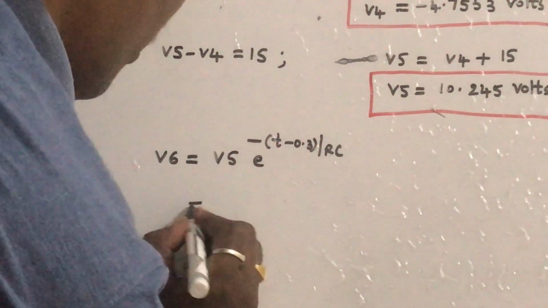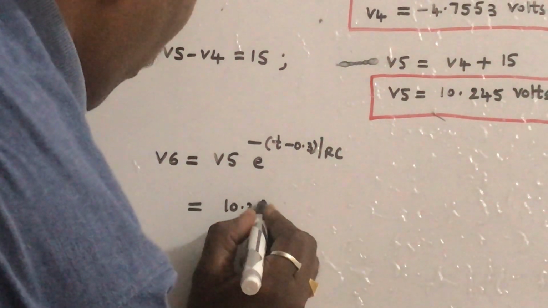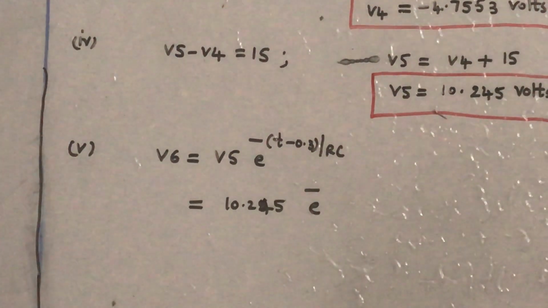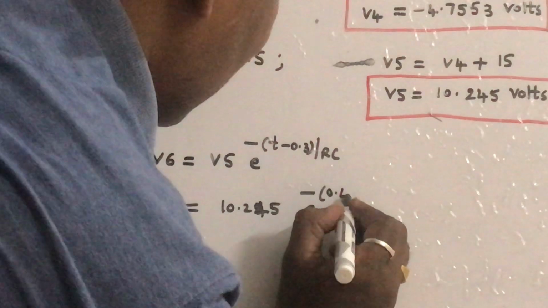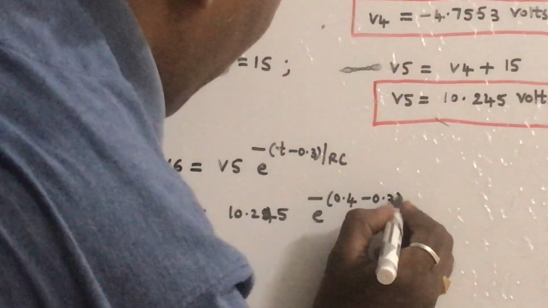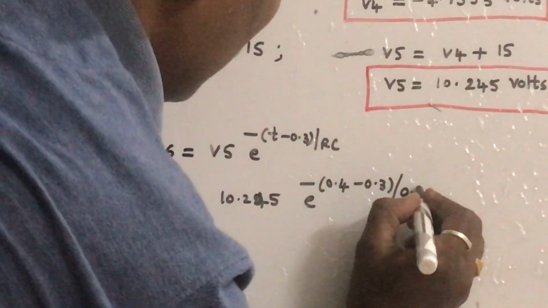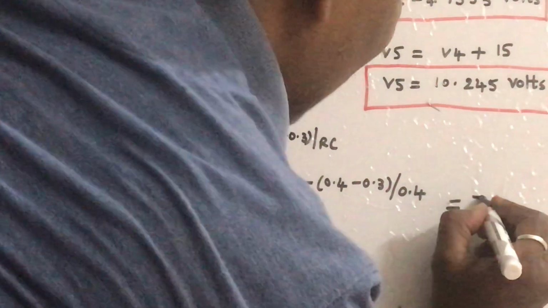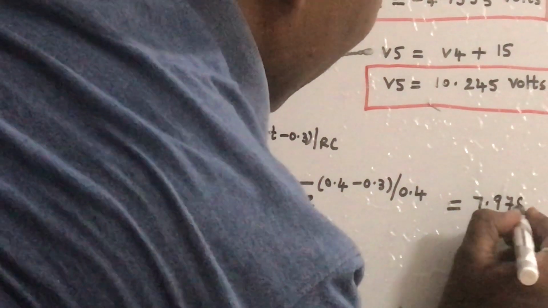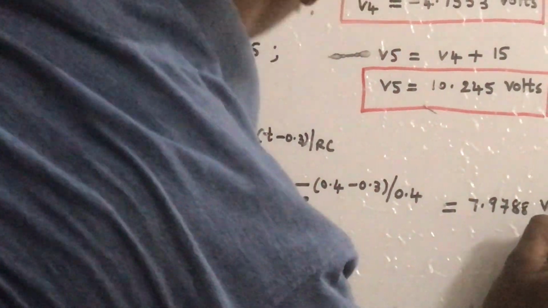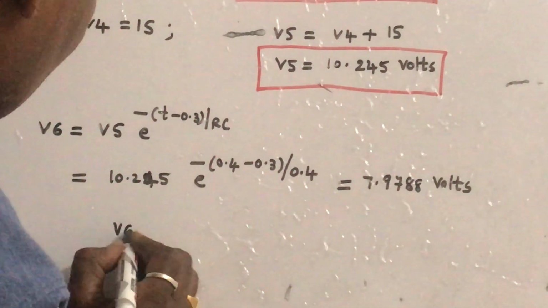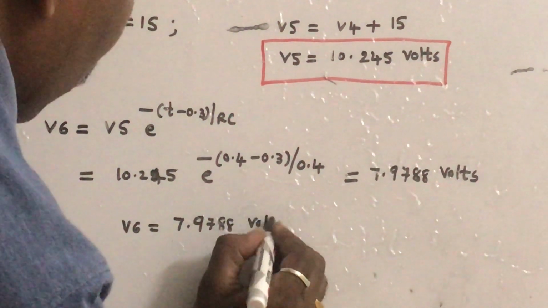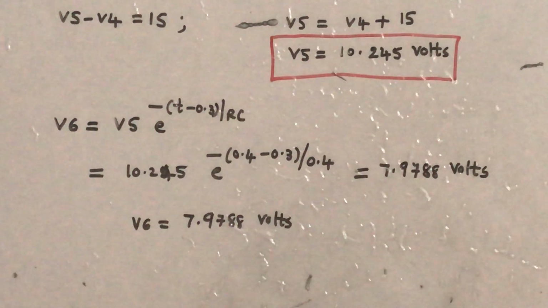Substitute all the values. What is V5? 10.245 is decreasing exponentially. At what time do we want V6? V6 at 0.4 milliseconds. So (0.4 minus 0.3) by the time constant of the circuit, which is given as 0.4 milliseconds. If you calculate this, we will get 7.9788 volts. So the final value of V6 is equal to 7.9788 volts. So this is all you have to calculate.